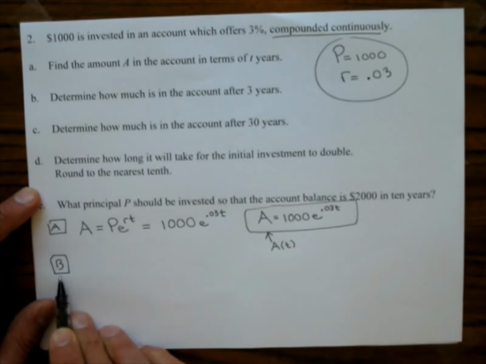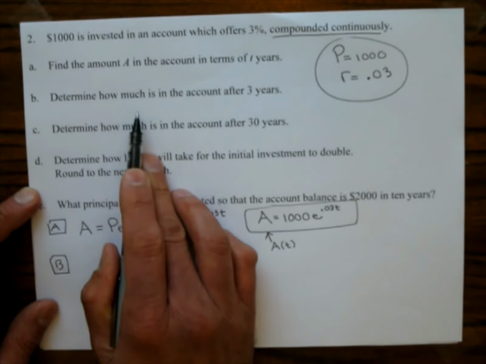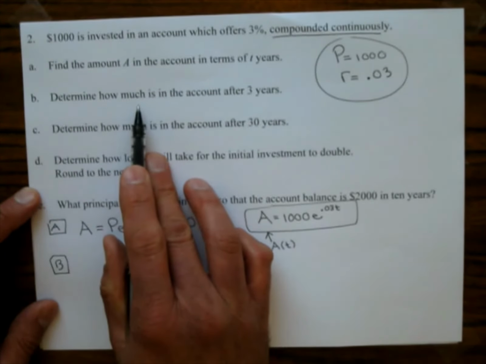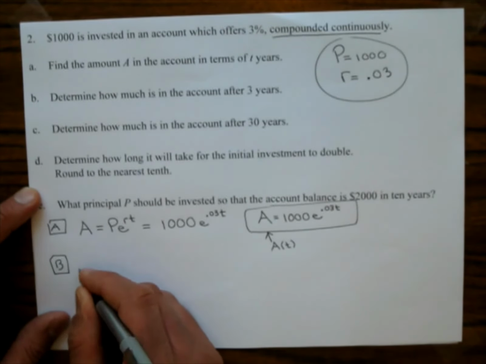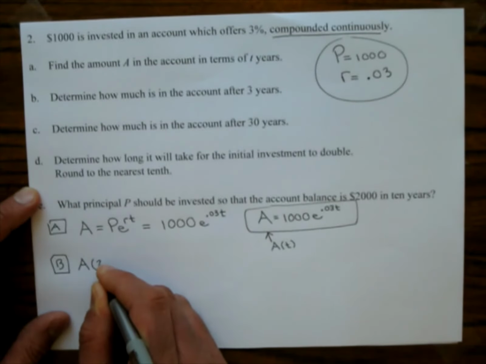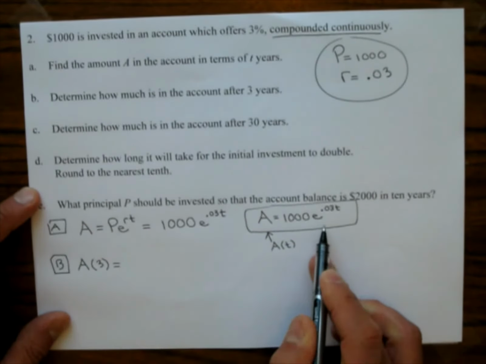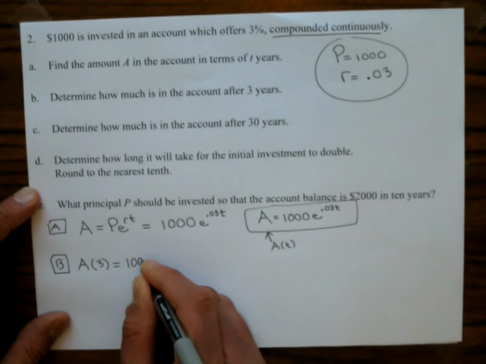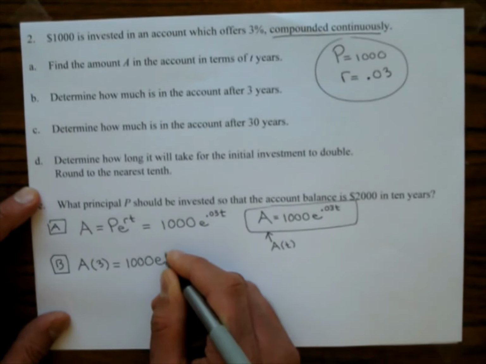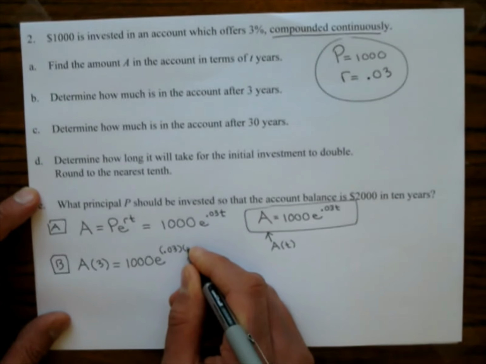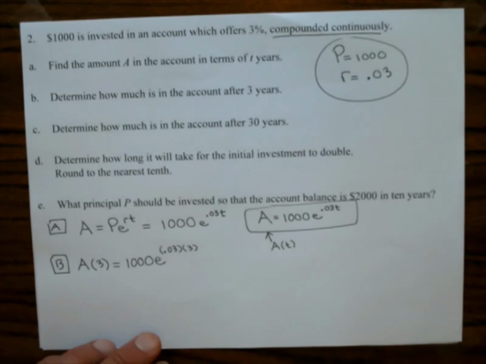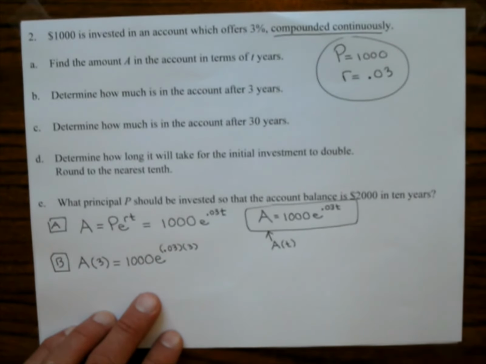Part B says determine how much is in the account after 3 years. We are going to write a 3 and put that into this function. So this is 1,000 e to the 0.03 times 3. I'll go ahead and do that on the calculator, and maybe if you have your calculator, you should try to see if you can get the same answer.